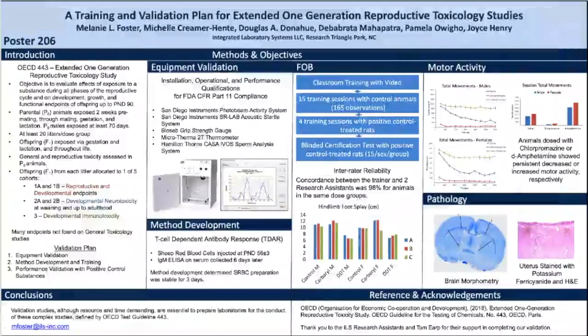landmarks in offspring, auditory startle, motor activity, and functional observational battery in the offspring, perfusion fixation for histopathology, including brain morphometry. Also, the reproductive system is examined in more detail, such as counting ovarian follicles and implantation sites. Sperm motility, concentration, and morphology are assessed. And for immunotoxicity, there's an analysis of the splenic lymphocyte subpopulation and a T-cell dependent antibody response assay.